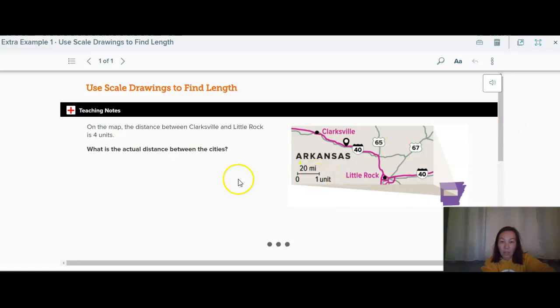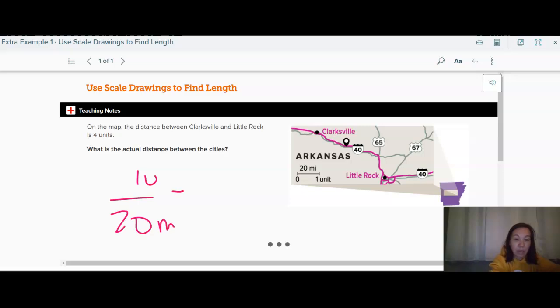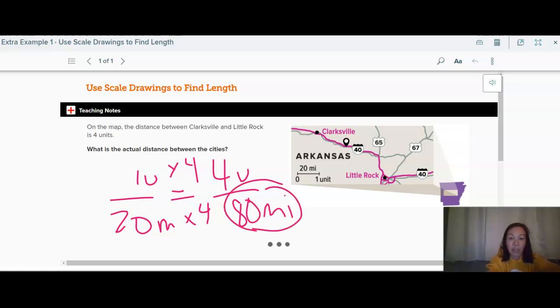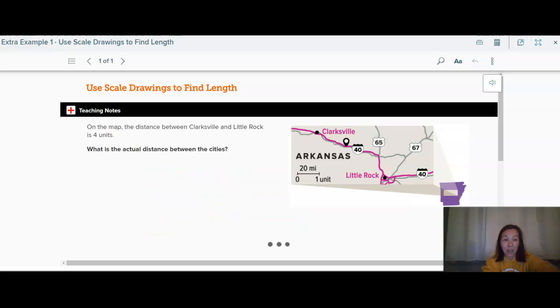So 1 unit here equals 20 miles. So if there are 4 units between the two cities, and 1 unit is 20 miles, 4 units is how many miles? Well, 1 times 4 is 4, so 20 times 4 is 80 miles. So the distance between those two cities in real life would be 80 miles. You can Google Maps it and see if they're accurate with these.